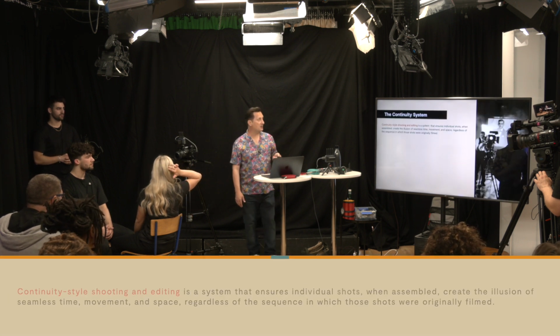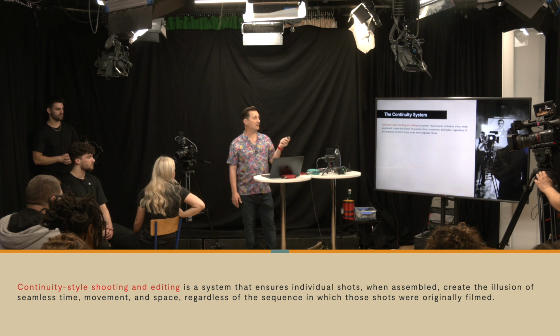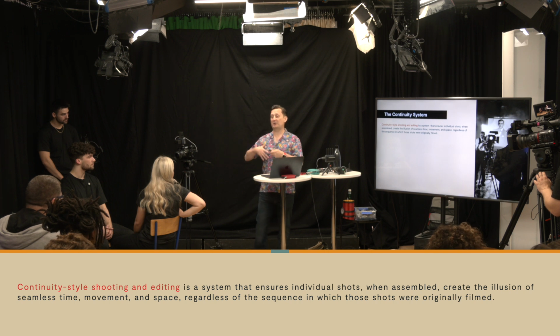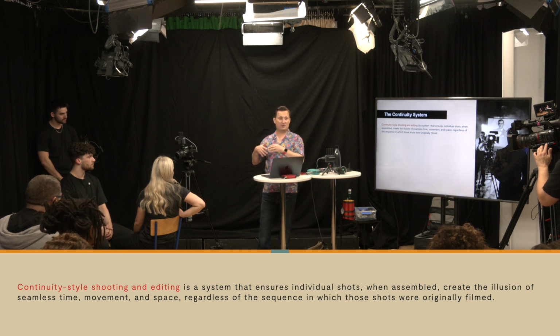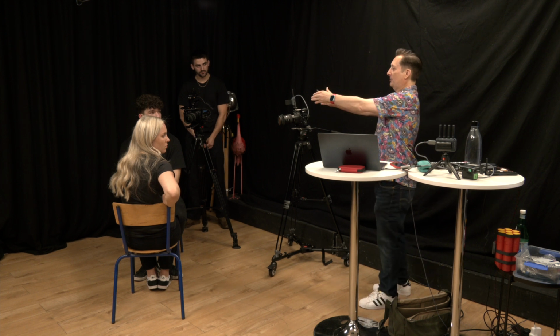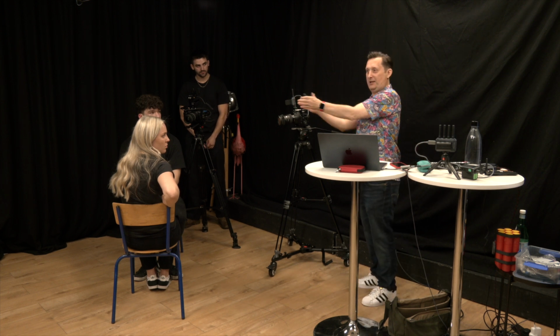So, continuity style shooting and editing is a system that ensures individual shots, when assembled, create the illusion of seamless time, movement, and space, regardless of the sequence in which those shots were originally filmed. So what happens is you get your scene, you break it down into your shots, and then you often shoot those shots out of order, because just for economic purposes, you don't want to shoot all your shots here, go back, and shoot, and keep going backwards and forwards.